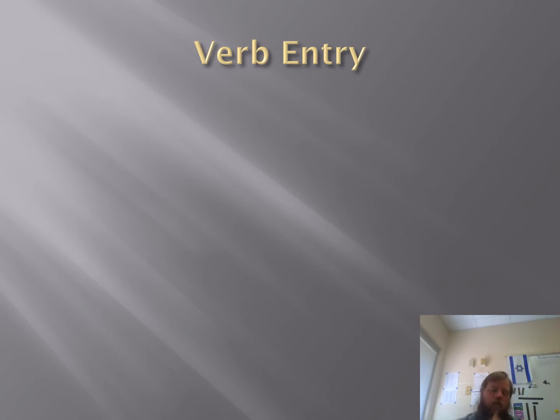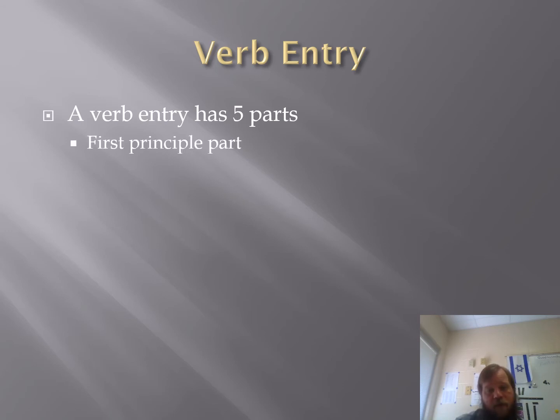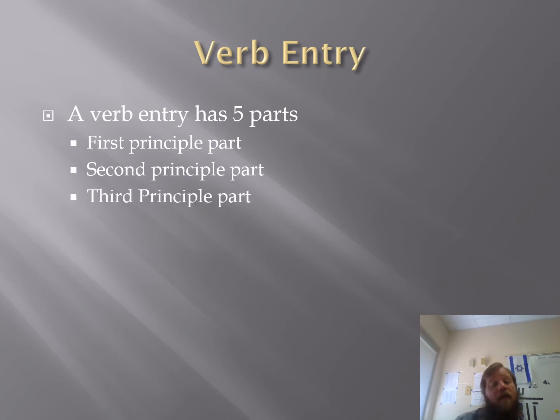So what does a verb entry look like? You remember that a noun entry had 4 parts. It had a nominative singular, a genitive singular, a gender, and an English. Well, a verb entry is going to have 5 parts. We're very creative in the naming. They have a first principal part, a second principal part, a third principal part, a fourth principal part, and then English. It's a very creative naming.